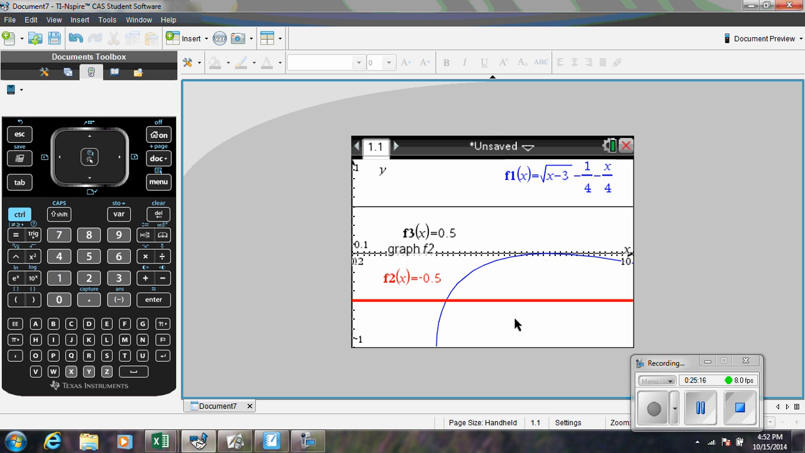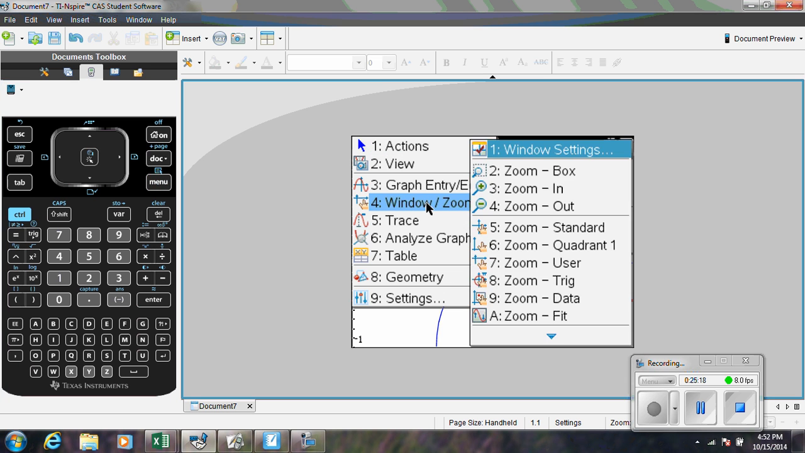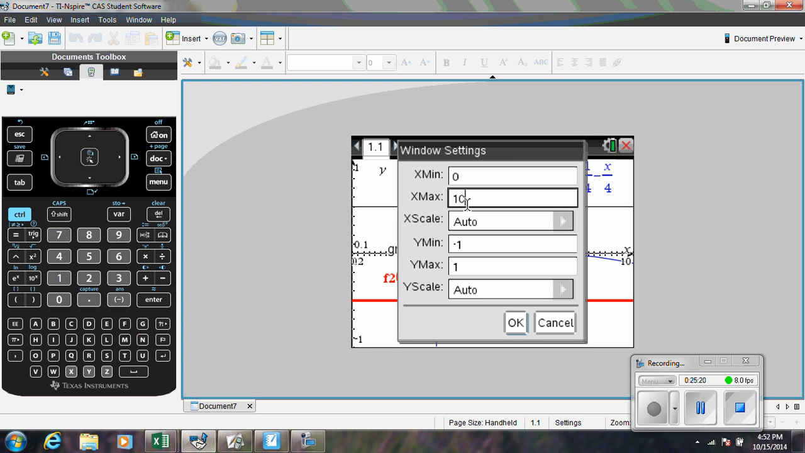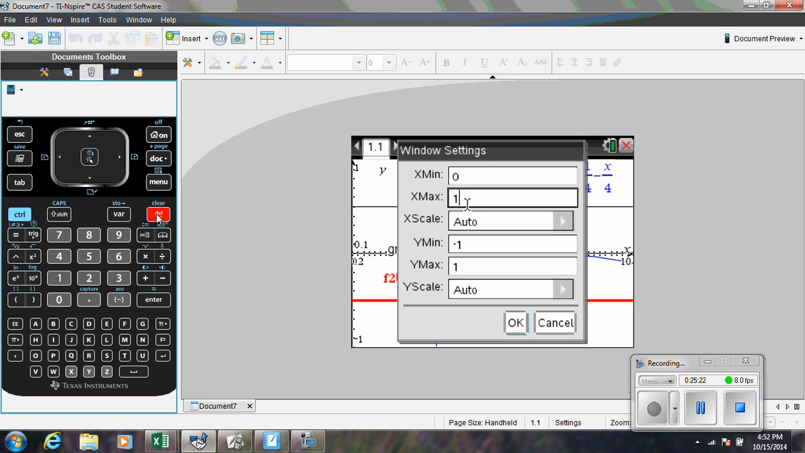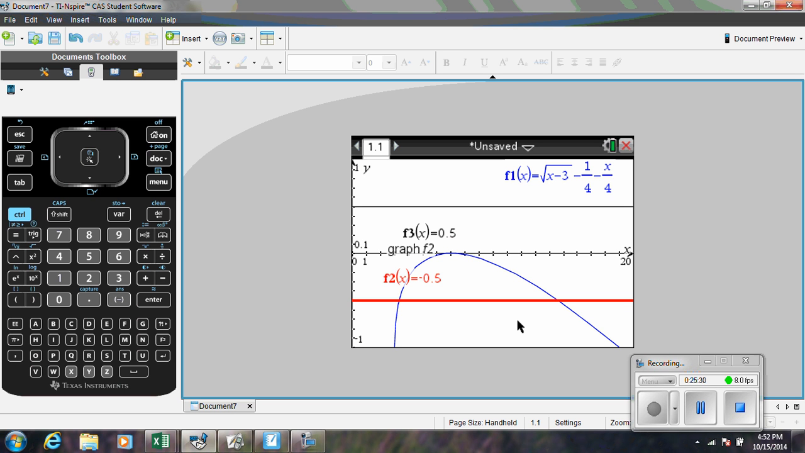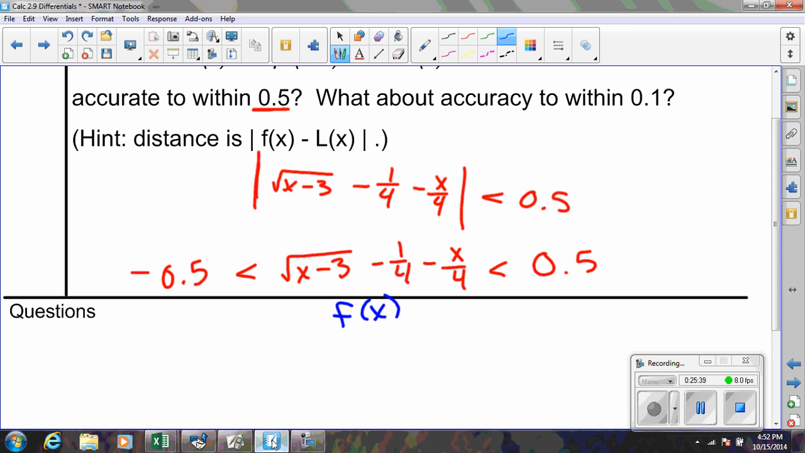So we're going to come back in and change the window settings again to widen it. Instead of going to 10, let's take a guess. I'm going to try 20. I don't know if my guess is going to be enough, but we can take a quick guess and try it. And we can see, okay, it's starting to go outside our range. This is the key feature that we're noting. We want to know when our graph is in between the two heights of negative 0.5 and positive 0.5.